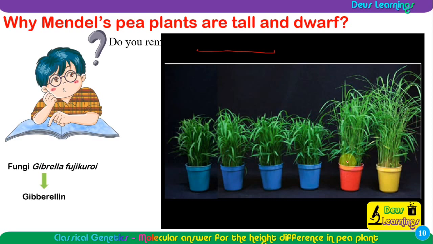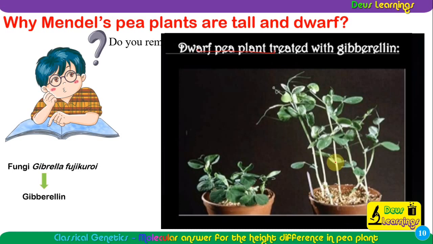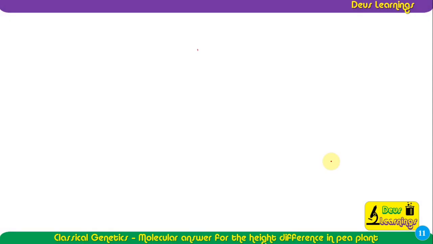So when you spray gibberellin even on a dwarf or short plant, it shows elongation in its stem length. If there is a dwarf pea plant and you spray gibberellin on it, you can see that it becomes tall. That means gibberellin has something to do with the height of the plant. In later periods, when researchers became aware of new molecular techniques, they tried to find the reason behind that.